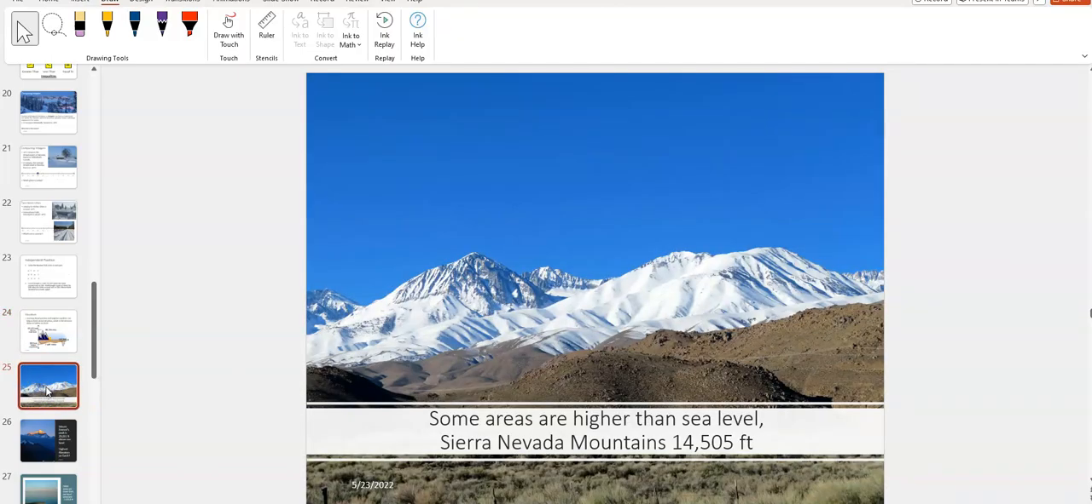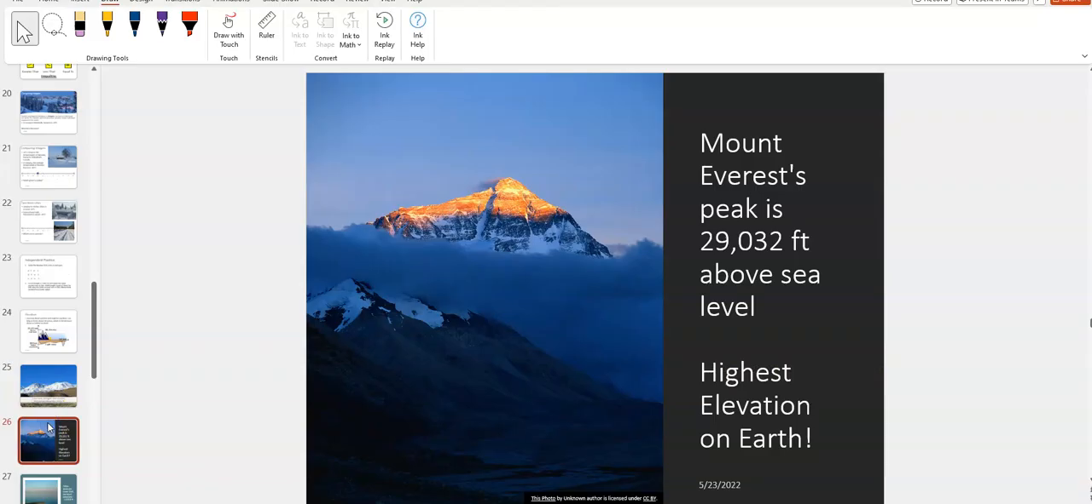So Sierra Nevada mountains, where we live, are higher than sea level. We are at about 14,505 feet above sea level. Mount Everest is one of the highest places on Earth, and it's 29,032 feet above sea level.